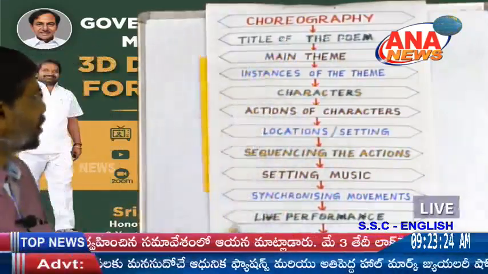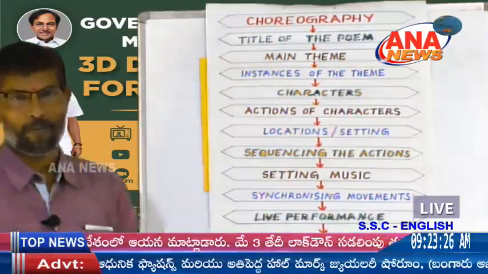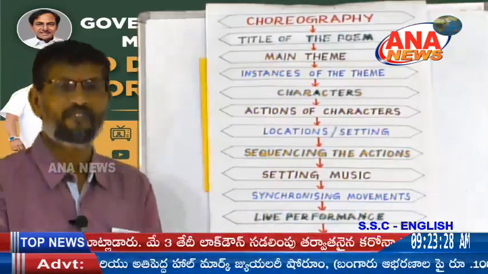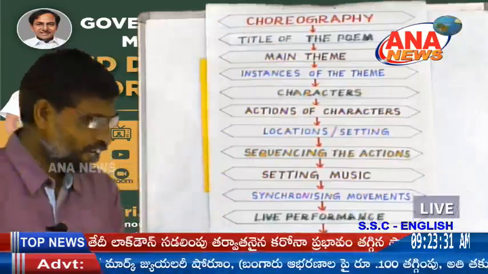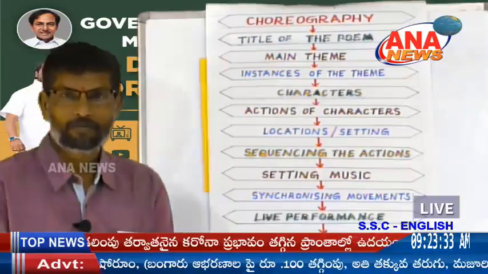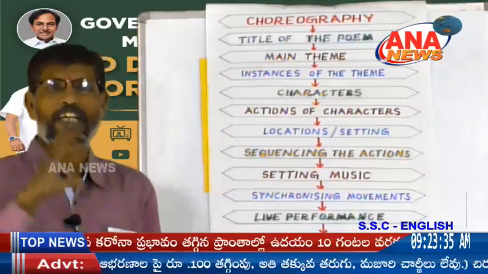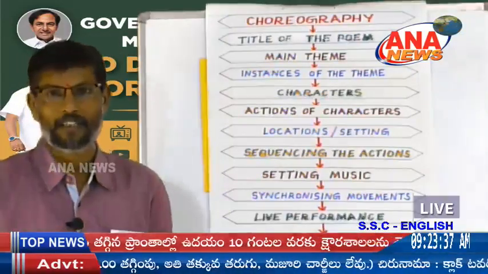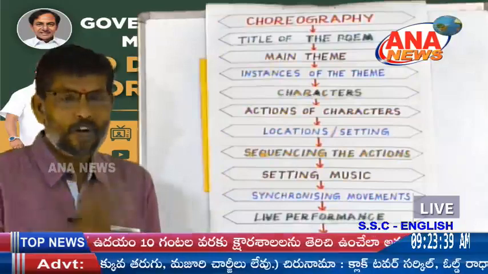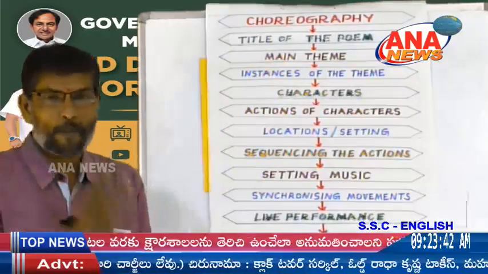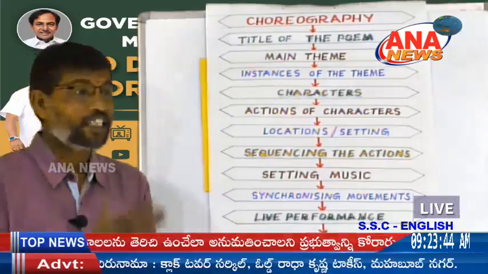Now the second step, main theme of the poem. What is the meaning of theme? Here, whenever we read a poem, we have to keep certain aspects of the poem in our minds. Who is the poet? What is the poet's background? What is the poem about?